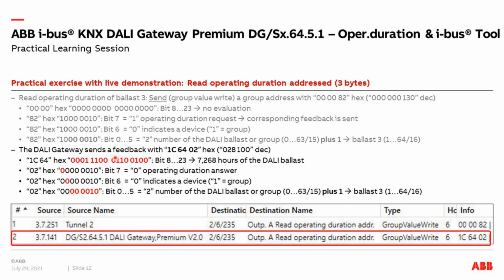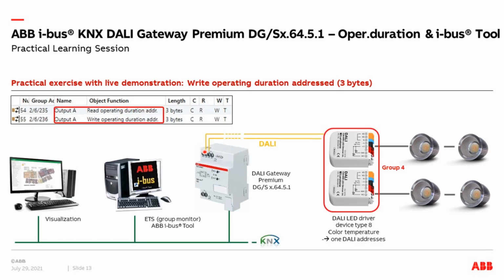At first we send 3 bytes with the information that it is a request, that it is a ballast, and the number of the ballast. Then the gateway responds with an answer with the information that it is an answer, that it is a ballast, and in the high byte and the middle byte we have our operating hours in hex, which you then have to convert into decimal. That's what we're doing in the next step.